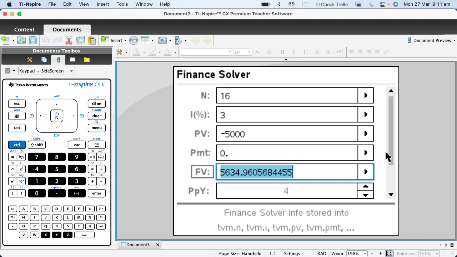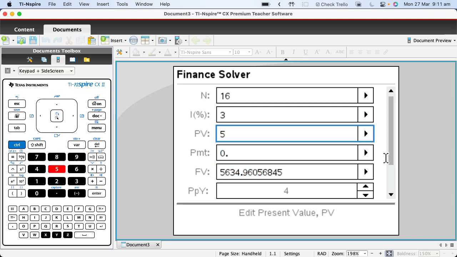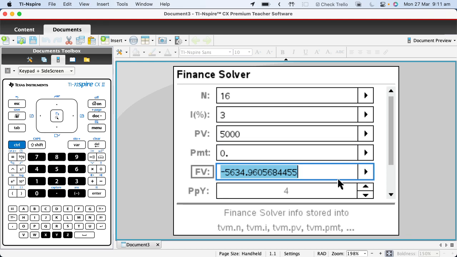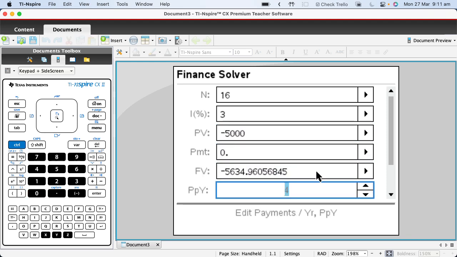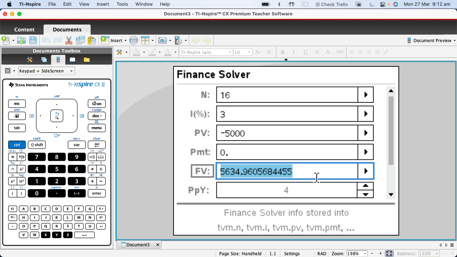Now, I've got more to show you, but does anyone have any questions about that? It's nice and easy, isn't it? If you make this positive $5,000 because you don't think, whoops, that's okay. It'll end up being negative $5,634 as your final value, but you would just write it down without the negative sign. So it doesn't matter as long as you get your signs right in the end. But contextually, it makes sense that I've given $5,000 away and I'm getting back 5,634.